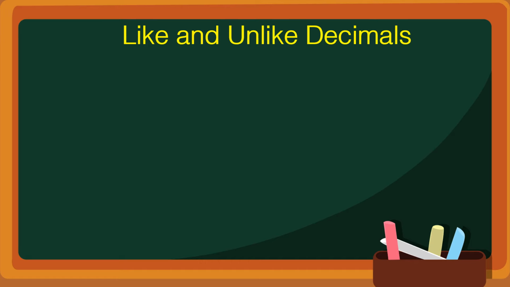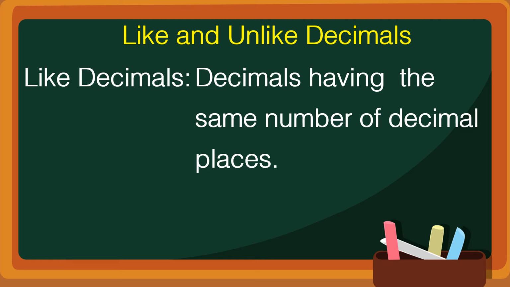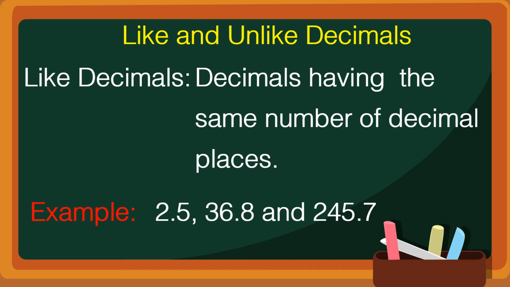Next, we move on to like and unlike decimals. Like decimals are decimals having the same number of decimal places. For example, 2.5, 36.8, and 245.7 are like decimals as they all have one decimal place.